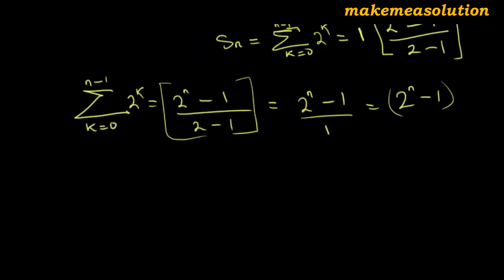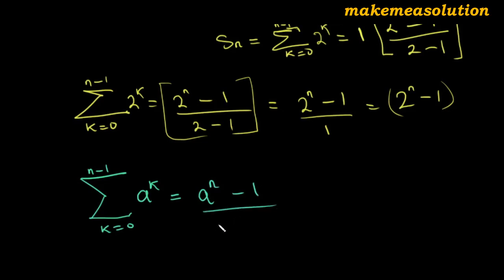So generally, keep this formula in your pocket. Whenever you have a sum from k equals 0 to n minus 1 of a raised to the power of k, where a is a constant that is not equal to 1, then for general a, you're going to have (a^n - 1) all over (a - 1). So that will be the answer for this summation. Any summation of this form is going to be like this, and a is taken as an arbitrary constant.